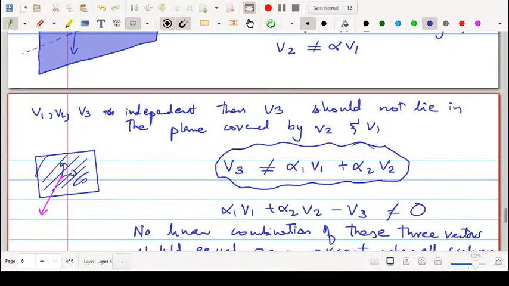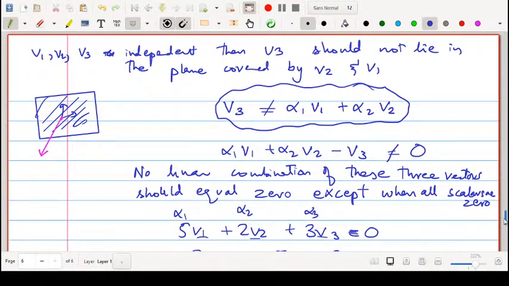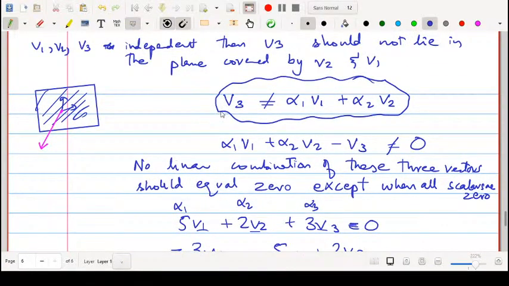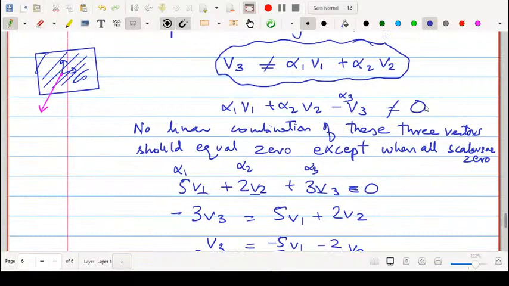When I wanted v3 to be outside the plane, I didn't want v3 to be equal to some linear combination, right? And then I said, let's rewrite this equation, let's bring all the vectors to one side, like this. And let's call them alpha 1, alpha 2, and alpha 3 as well. If I look at it in terms of this equation, then none of these alphas should combine to give me a linear combination that equals 0.